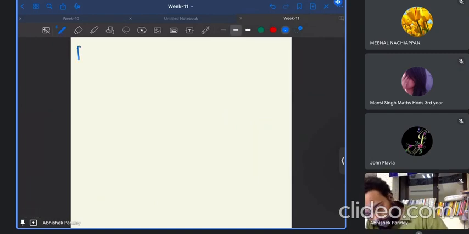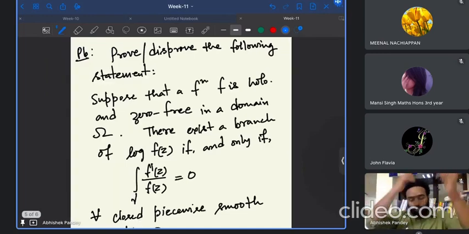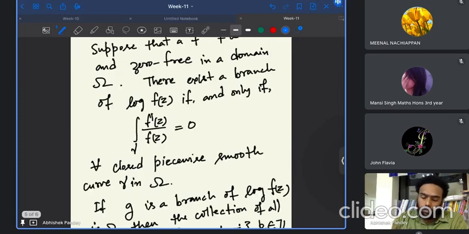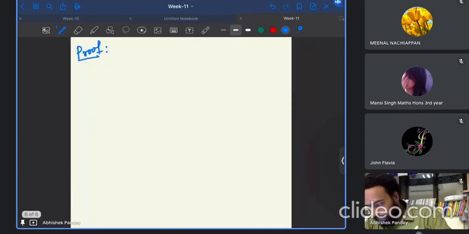So let us try to prove it, because in mathematics you should be careful sometimes. Okay, so in this case, suppose the branch of log of f exists. So let us say g(z) exists. So it is holomorphic, so the derivative will be f dash z by f(z). So f dash upon f(z) has a primitive. So it will always be 0, isn't it? So okay, I will write it down.